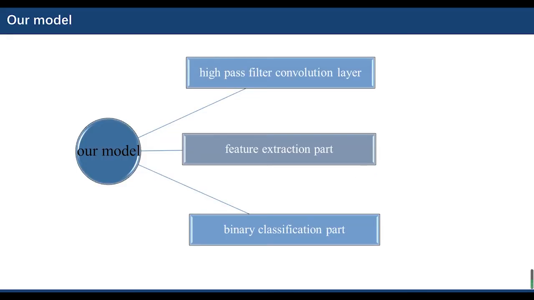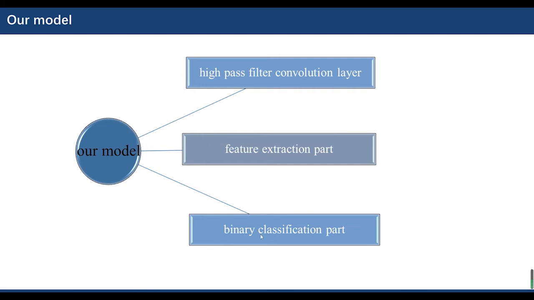Our model consists of 3 parts. The first one is the high-pass filter convolution layer. The second one is the feature extraction part, and the third one is the binary classification part. The aim of the first part is to reduce the impact of image content on the network. The second part is used to improve the representation ability of the CNN and get better classification accuracy.